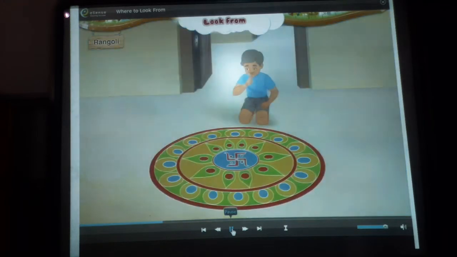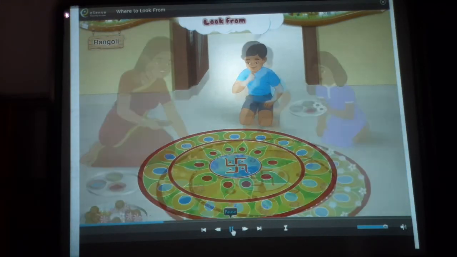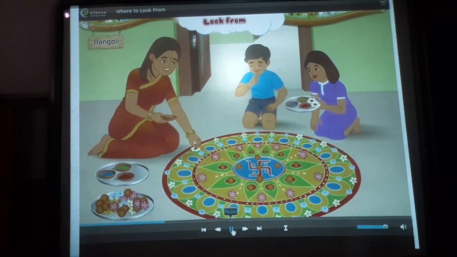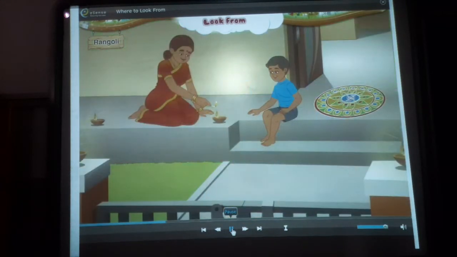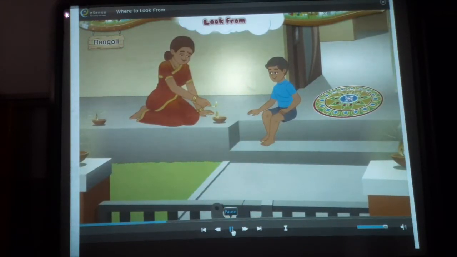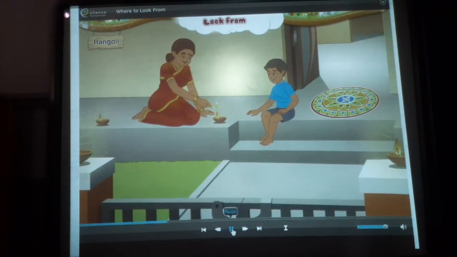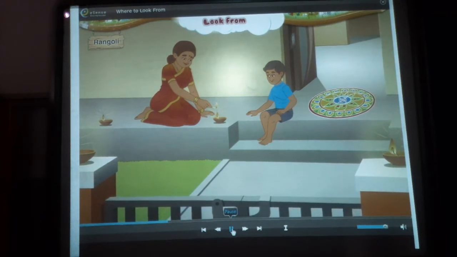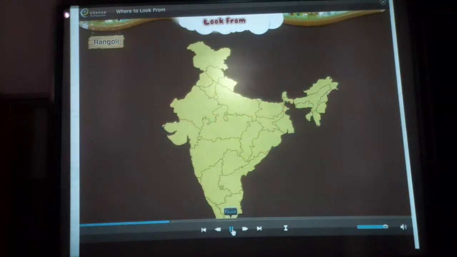Rangoli. Friends, have you ever made a rangoli? Do your mother or sister make a rangoli in Diwali in front of your house of this type? We make rangoli only in Diwali. But do you know, there is a state where the rangoli is made every day. The name of this state is Tamil Nadu.